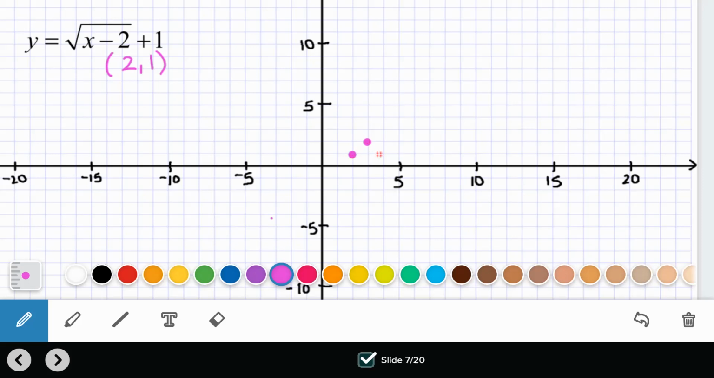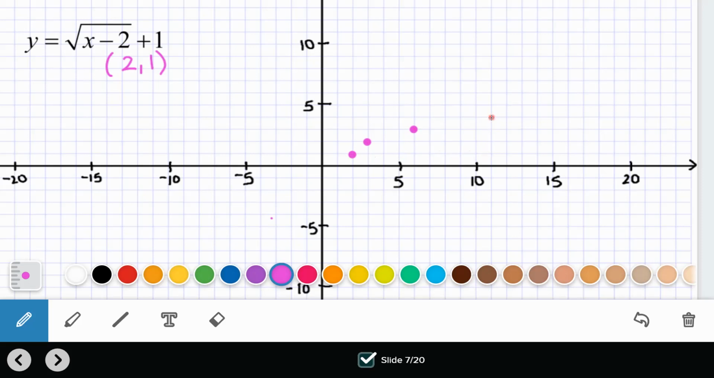If I go out 2, square root of 2 is not nice. If I go out 3, square root of 3 is not nice. So the next one's going to be square root of 4. 1, 2, 3, 4. And the square root of 4 is 2. The next nice one's going to be 9. So 1, 2, 3, 4, 5, 6, 7, 8, 9. And the square root of 9 is 3.